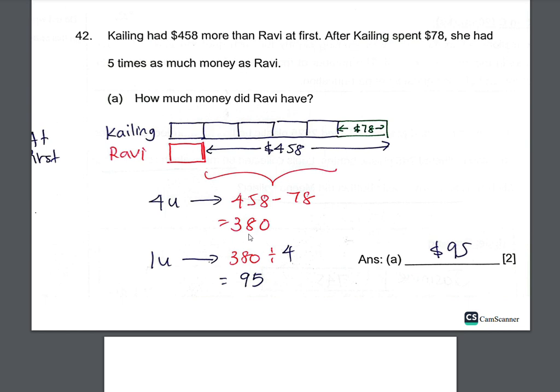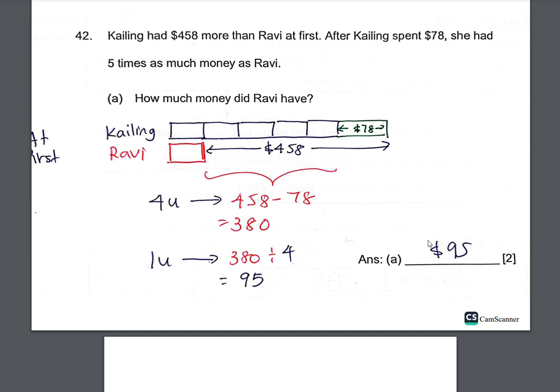Next, this is 4 parts, right? To find 1 part, why 1 part? Because Ravi is 1 part here. See, Ravi in red, 1 part. If I know 4 parts is 380, I divide 380 by 4, I get the value of 1 part, which is the amount of money Ravi had.